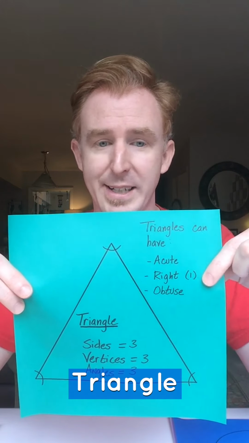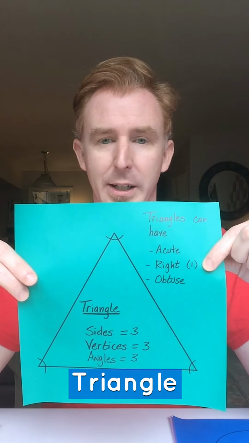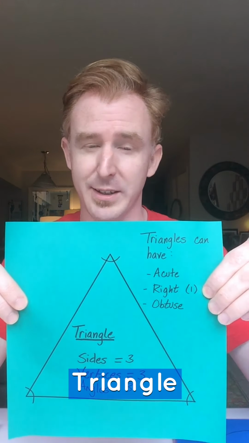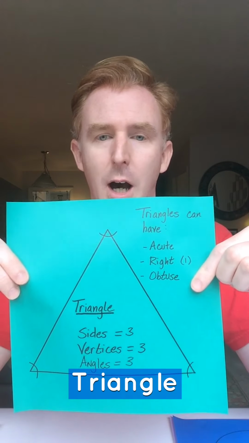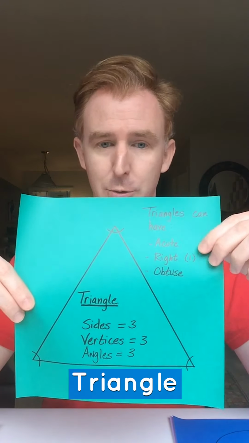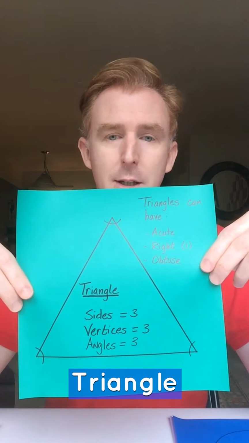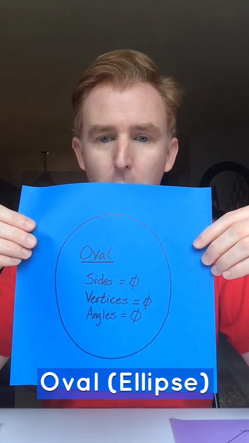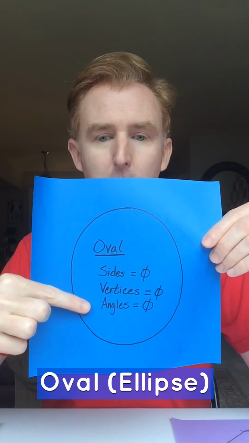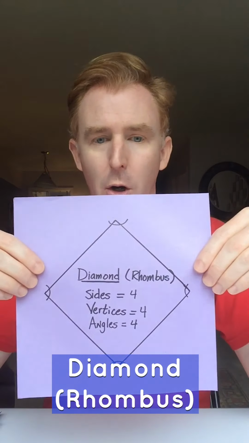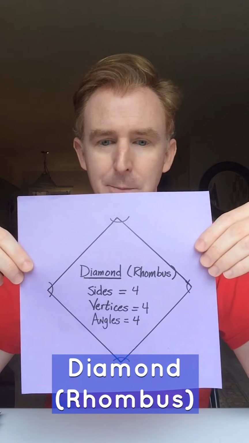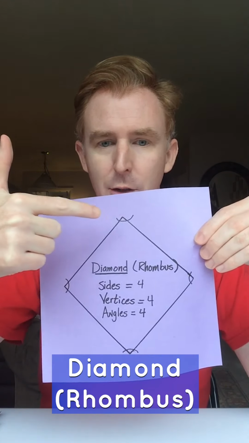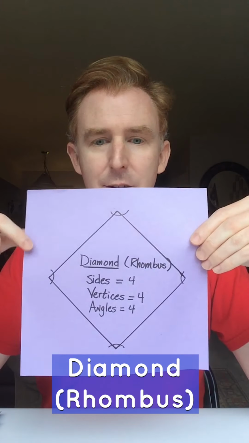It can have all 3 of those types of angles. Acute, right? I have 1 notated by the right angles. If you have a right triangle, you can only have 1 right side. And then you have obtuse. So you can have acute, right, and obtuse triangles for your triangle shape. The oval, like the circle, or the ellipse, 0 sides, 0 vertices, and 0 angles. And the diamond, or rhombus, like the square and the rectangle, has 4 sides, 4 vertices, and 4 angles.